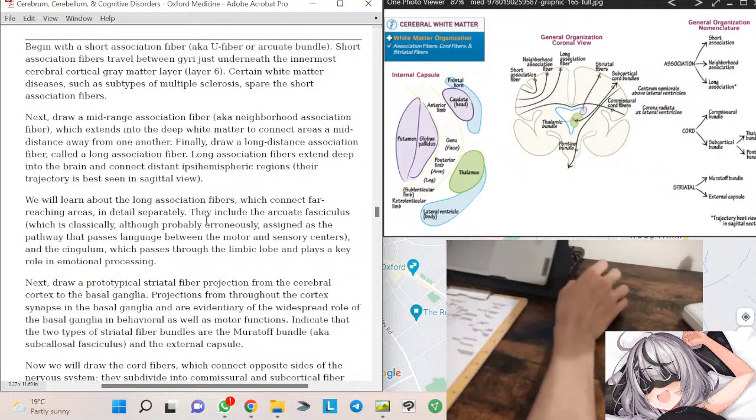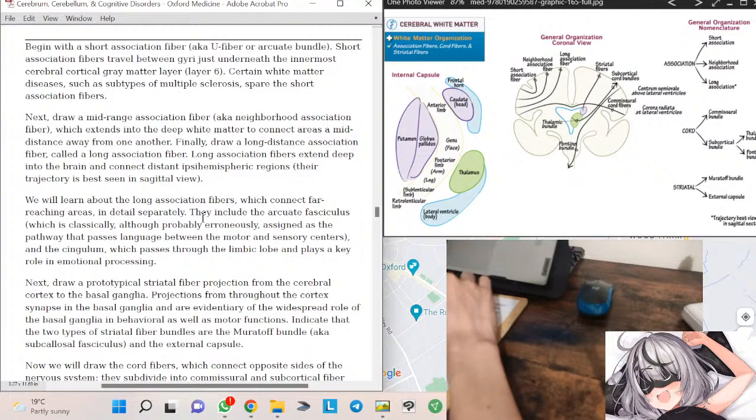Long association fibers. Okay. Next, draw a prototypical striatal fiber projection from the cerebral cortex into the basal ganglia. Projections from throughout the cortex synapse in the basal ganglia and are evidentiary of the widespread role of the basal ganglia in behavioral as well as motor functions.